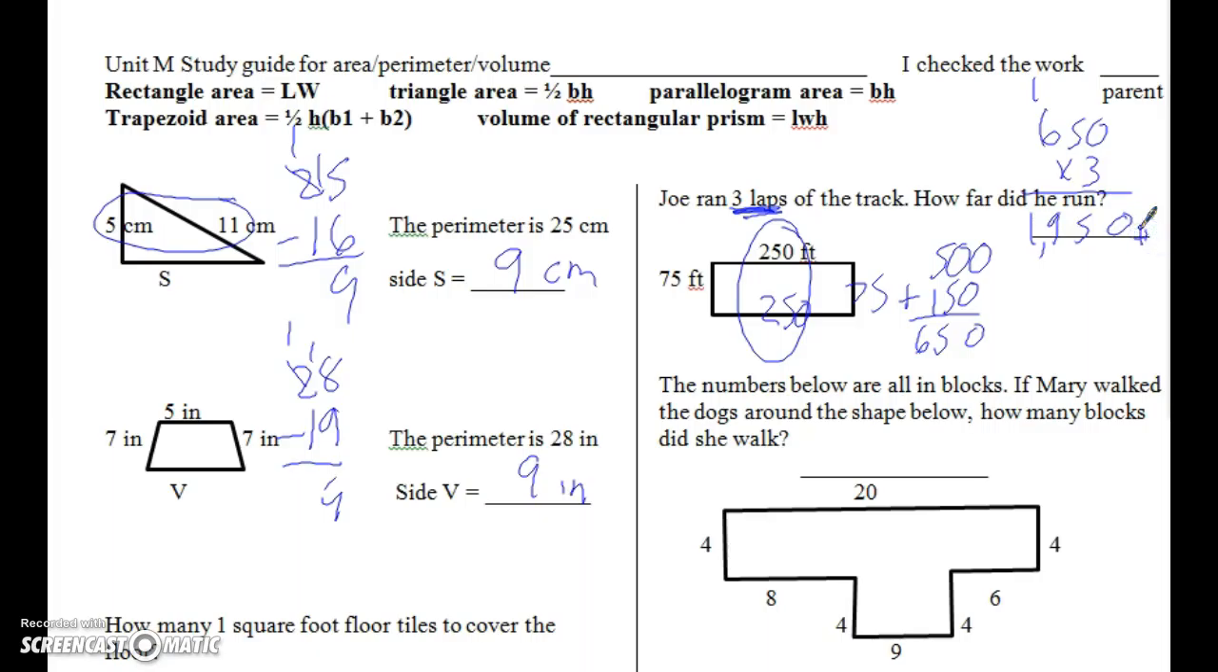The numbers below are all in blocks. If Mary walked the dogs around the shape below, how many blocks did she walk? Okay, I'm looking for perimeter because it says she's going around. So I'm just starting here and going 4 plus 6 is 10, plus 4 is 14, plus 9 is 23, plus 4 is 27, plus 8, 35, plus 4 is 39, plus 20 gets me to 59 blocks.